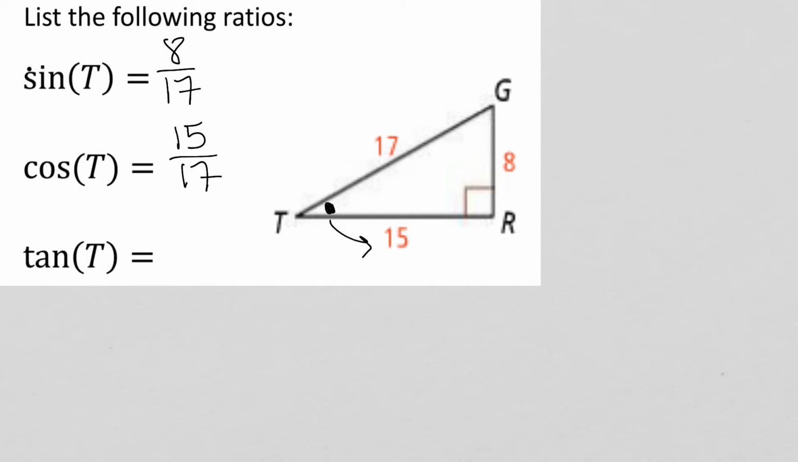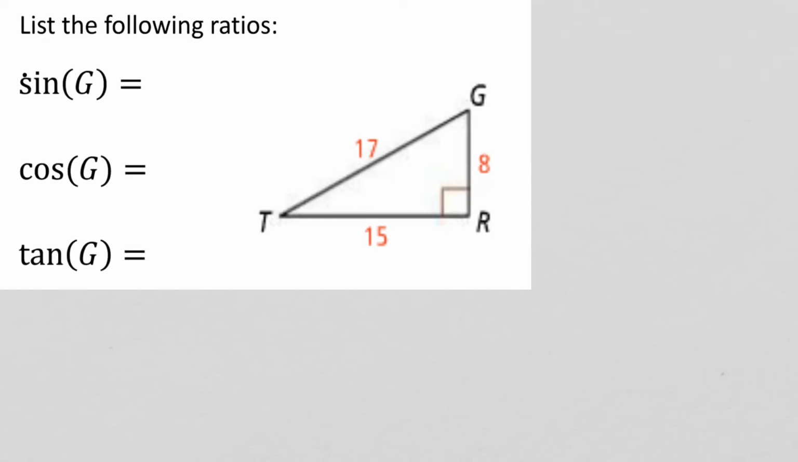And then for tangent is opposite divided by adjacent. What's opposite of T? 8. And what's adjacent to T? Again, that is the 15. All right, we're going to use the same picture and do the same thing for angle G now. You could pause the video and see if you can get these three ratios.